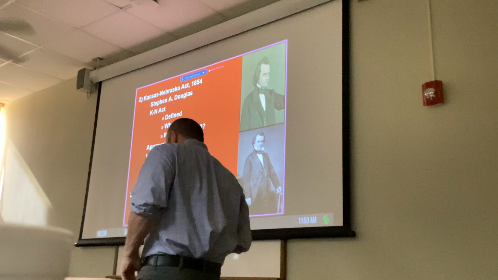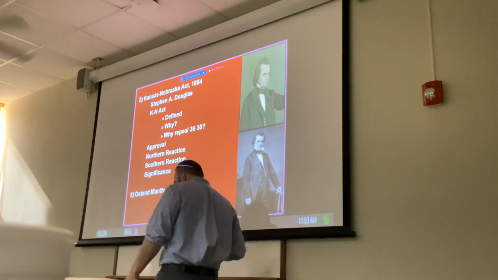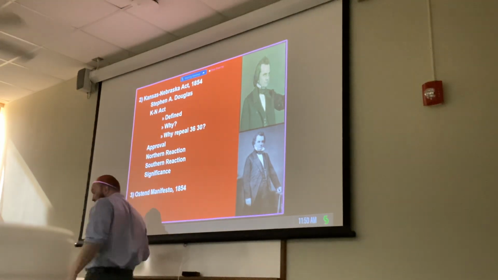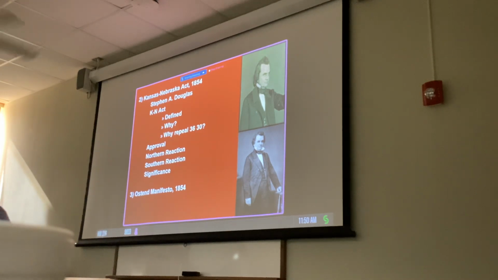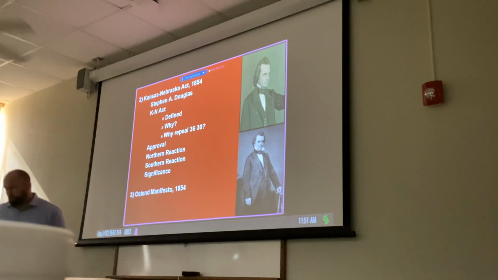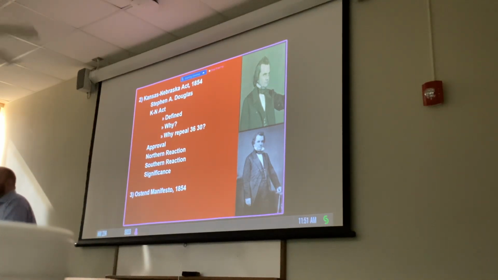So the Southern members of Congress, there's one guy in particular who went to Douglas and he said, look, politicians, we make deals. You want our votes for this law? Repeal that line, replace it with popular sovereignty, you got a deal. Douglas said, I don't like that, but I'll do it.